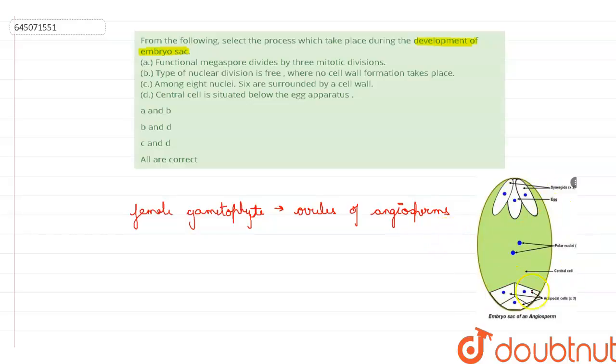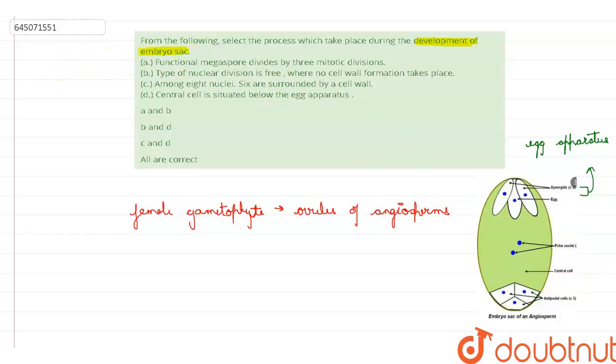Now if you can see in this structure, there are 2 polar nuclei. It is one cell but it has 2 nuclei, so it is known as polar nuclei. Then there are 2 synergids and 1 egg, and if you combine them, they are known as the egg apparatus. Now the 3 cells present here are the antipodal cells, which are present below the polar nuclei.